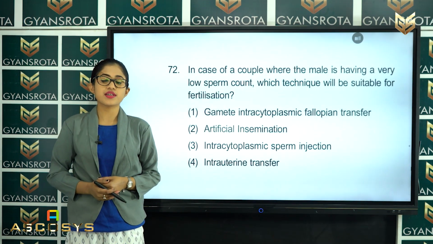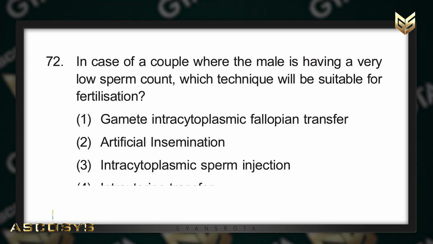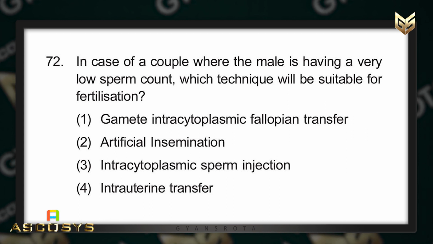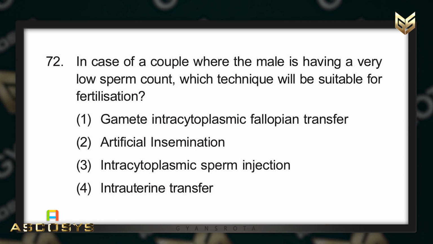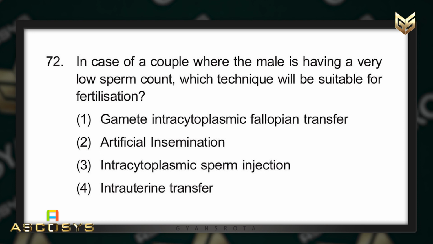In the next question, as you can see here, question number 72. In case of a couple where the male is having a very low sperm count, which technique will be suitable for fertilization? There are 4 options. First option is gamete intracytoplasmic fallopian transfer. Second option is artificial insemination. Third option is intracytoplasmic sperm injection. And the fourth option is intrauterine transfer.